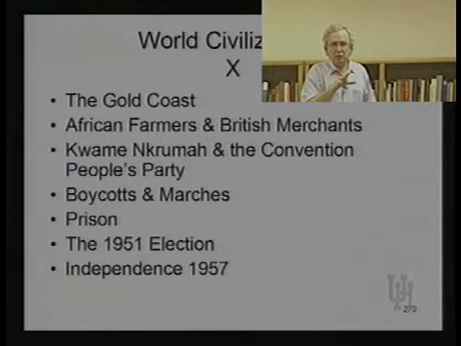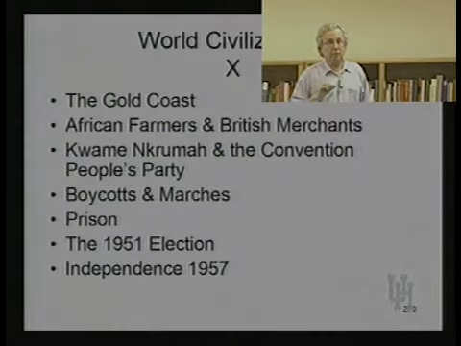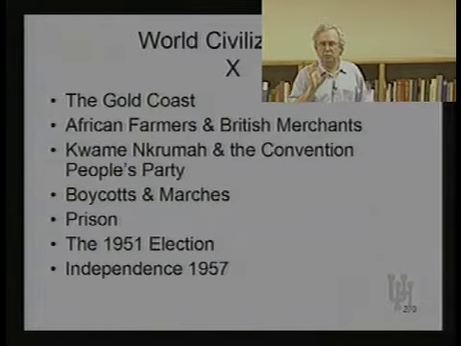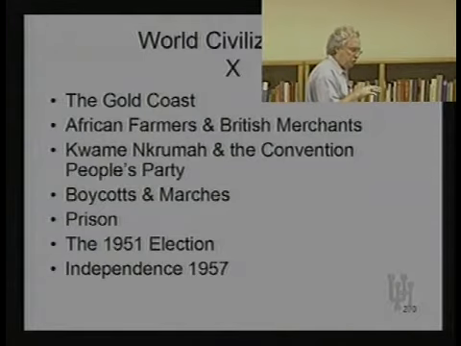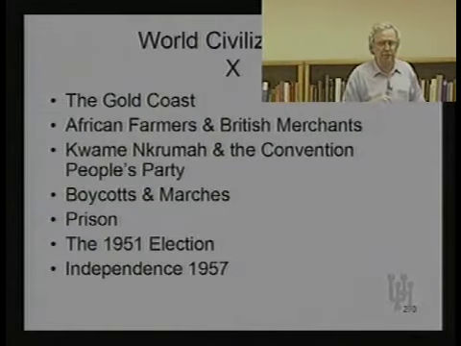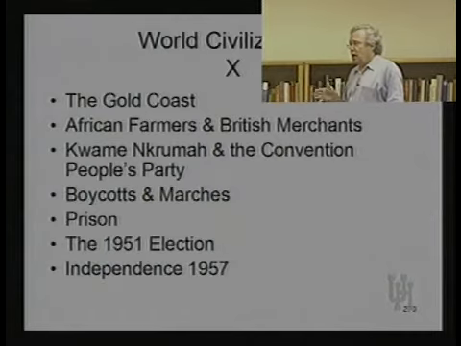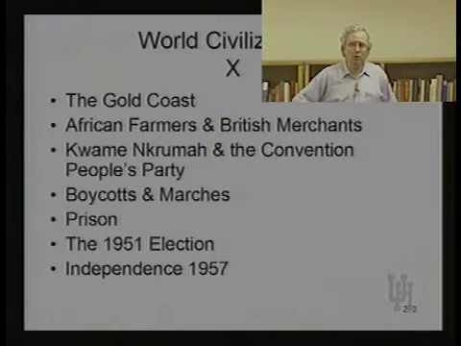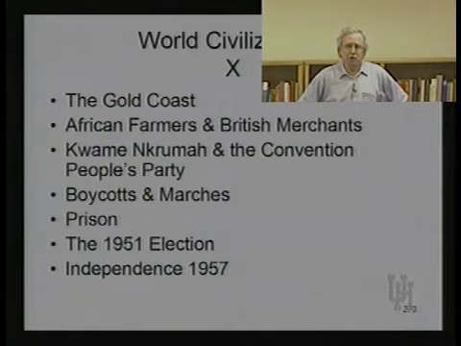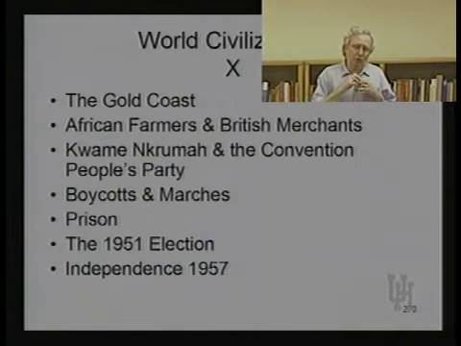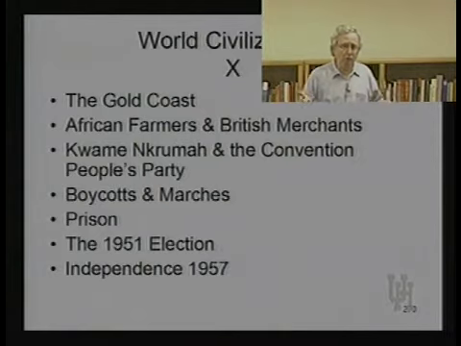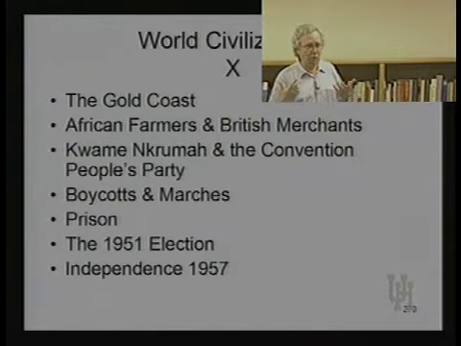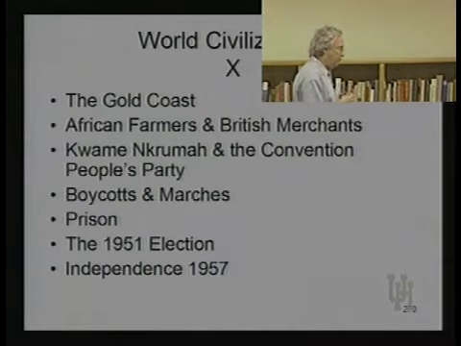Nkrumah largely relies on nonviolent methods. Boycotting of British merchants and British goods, protest marches to demonstrate against the colonial regime. Despite that, he was thrown into prison for sedition, for trying to undermine the colonial order. But the British realized that throwing Kwame Nkrumah in jail was not going to stop the demonstrations or the boycotts by the Convention People's Party.